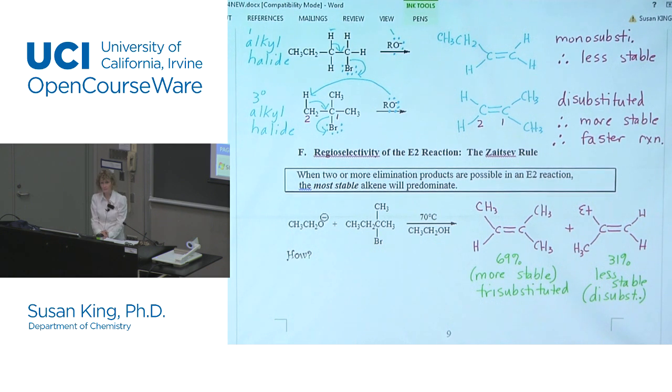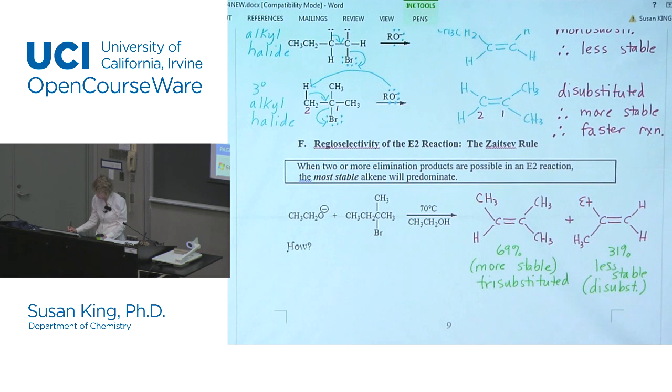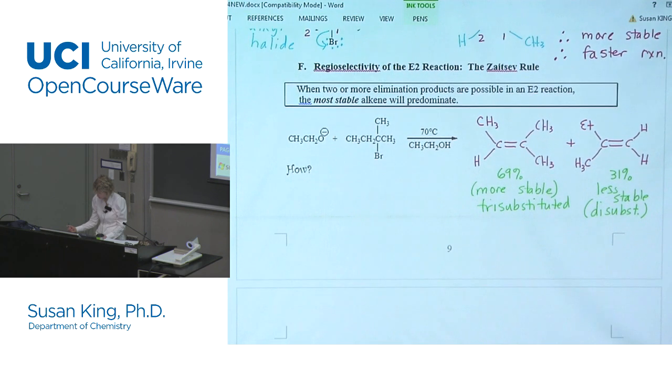On a test, I will be very clear whether I want all the products or I want the predominant product. If I say I want the predominant product, then you would only draw the first one here. If I say I want all the products, then you would draw all the possible products. Okay, so let's see how we get these two different ones here. It's scrolling and taking away some of my space, so maybe I can write off the margin.